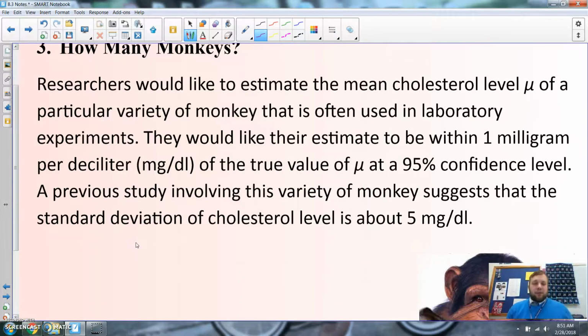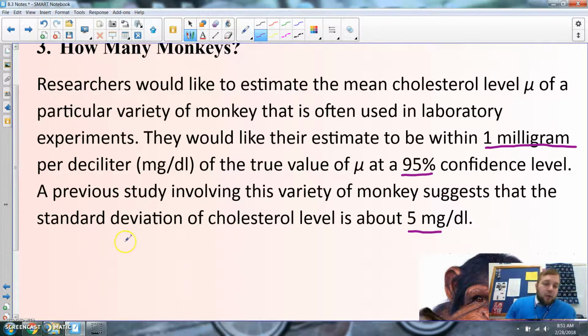All right, so here's the last question of the day. Researchers would like to estimate the mean cholesterol level of a particular variety of monkey that is often used in laboratory experiments. Okay, so they're trying to estimate what the actual mean is. They would like their estimate to be within 1 milligram, so they want to be pretty sure. That basically means they want to be off only by 1 milligram, plus or minus. So, we want to be 95% confident, and the standard deviation is here.